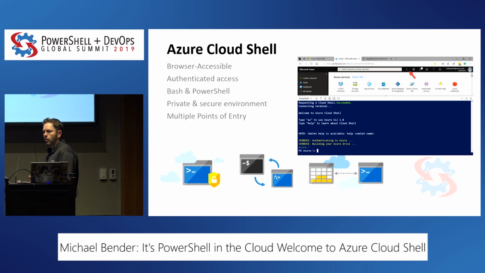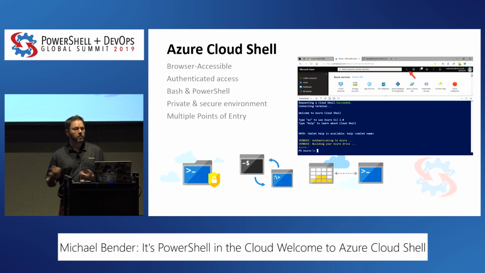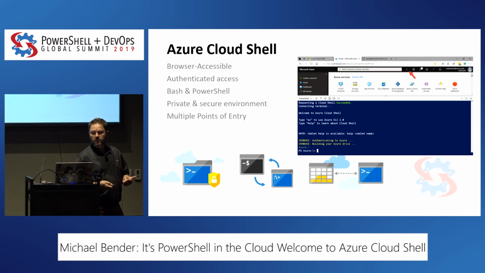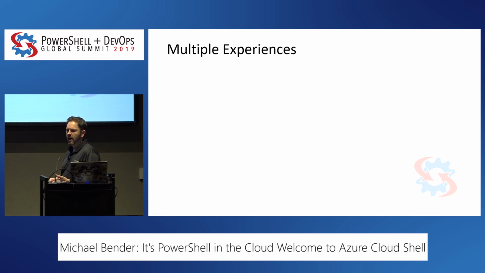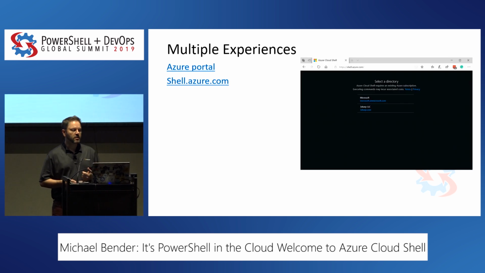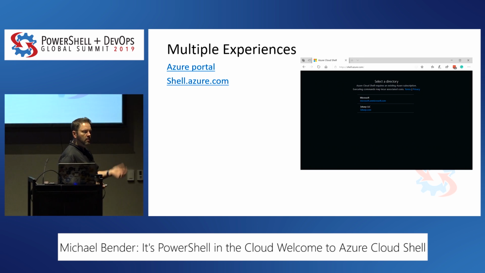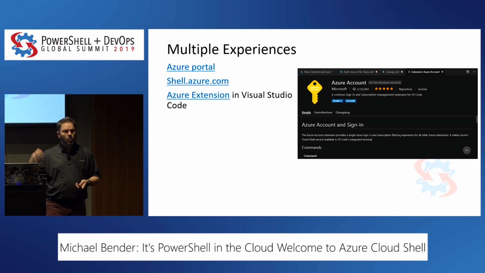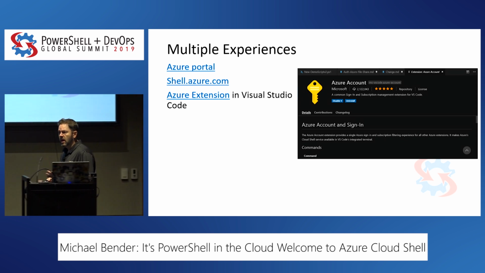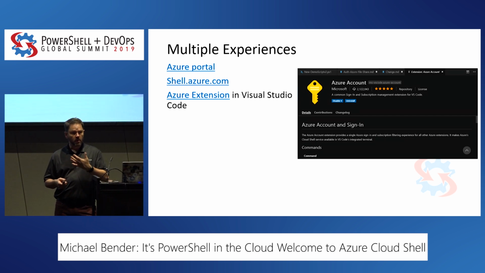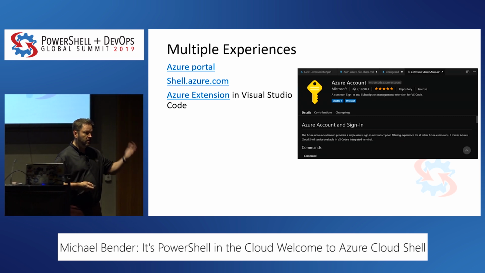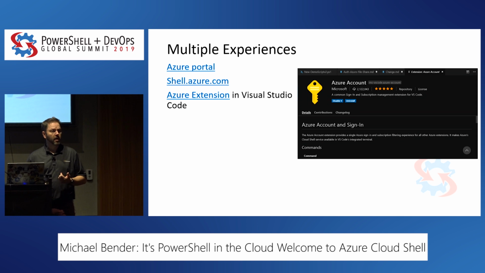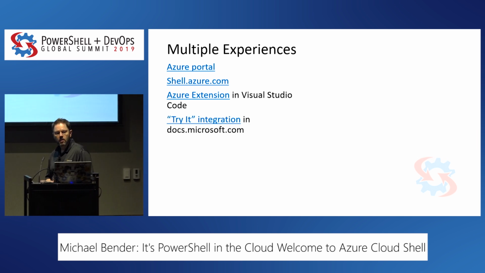We can also do it through the Azure Portal. When you're logged into the Azure Portal, you click up on the Cloud Shell icon, which gives you access to that. You can also get access to it through shell.azure.com. So like we mentioned, a couple different places: the Azure Portal, shell.azure.com. We're going to talk about the account extension in Visual Studio Code and how you can use that to get access into Cloud Shell from Visual Studio Code. So you don't even have to go up into a browser. You can do it straight from code.